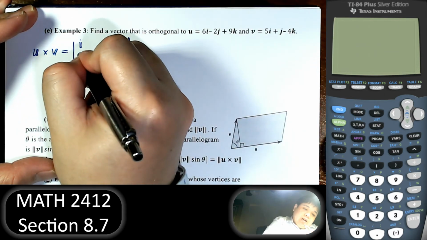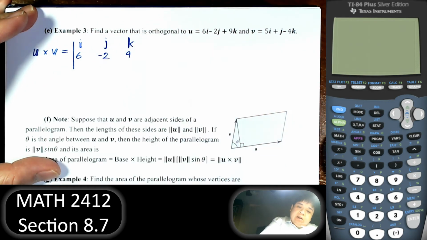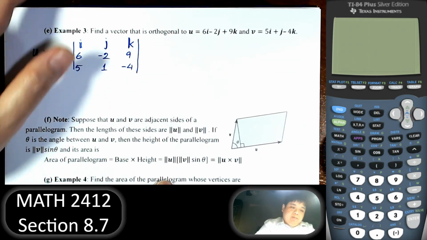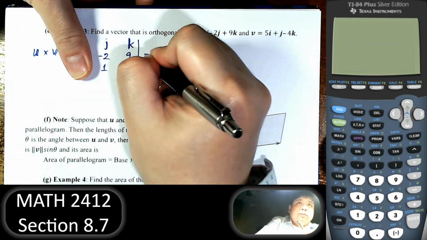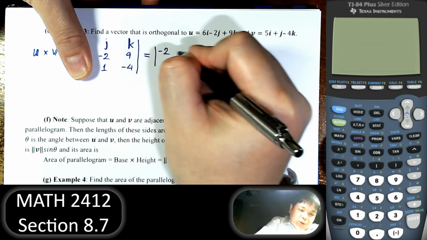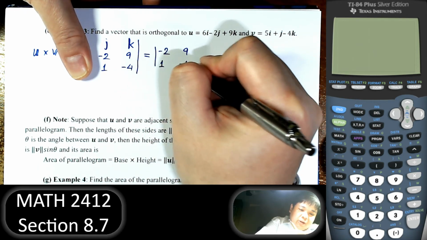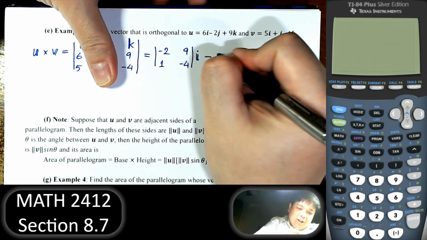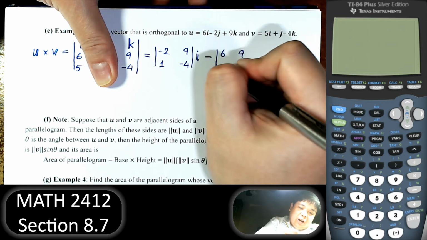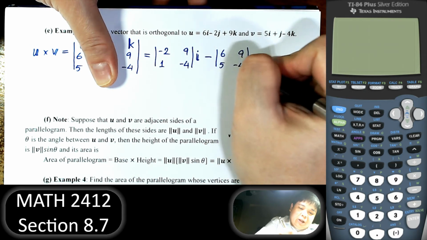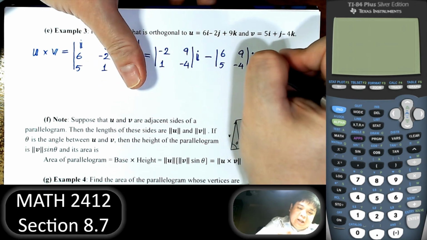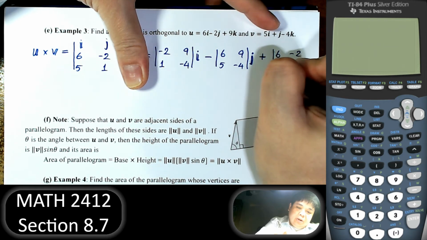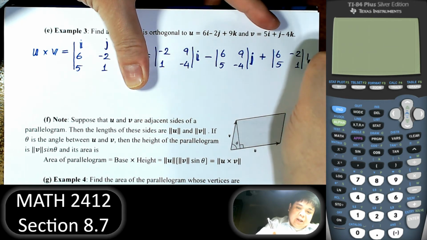6, negative 2, 9. 5, 1, negative 1, 4. Right, for i, negative 2, 9, 1, negative 4 in the i direction. For j, subtract 6, 9, 5, and negative 4 in the j direction. And k, 6, negative 2, 5, and 1, k.